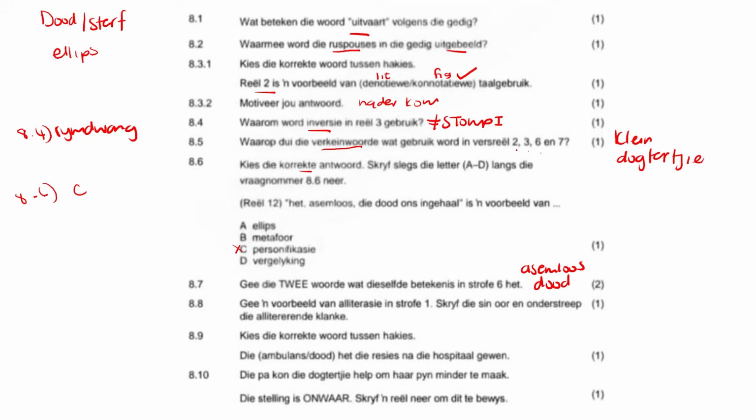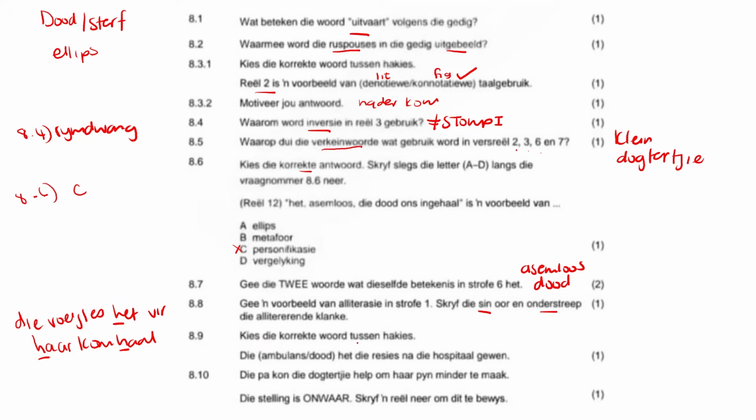8.8. Gee 'n voorbeeld van alliterasie in strofe 1. So give an example of alliteration in stanza 1. They tell you to write down the entire sentence and then underline the alliteration. So if you look at: Die voeltjies het vir haar kom haal. Die voeltjies het vir haar kom haal. So what would be the alliteration? The H's, right? Perfect.